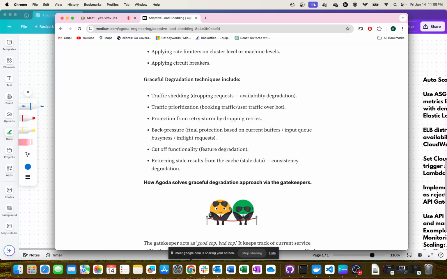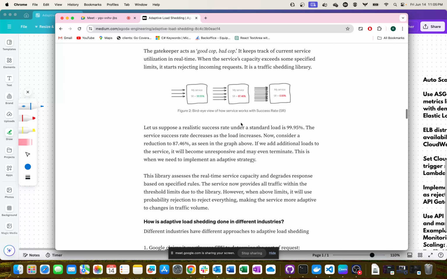So how they solve this: there's a gatekeeper that acts like a good cop bad cop. It keeps track of current service utilization. When it exceeds that utilization, it starts rejecting requests, like a traffic shedding library. Under standard load, this is something that I already explained. Standard load is 99.95%. This is acceptable if the CPU peaks at 70%. It's automatically going to trigger a load balancer, and it's going to say that now at 70% is cool. Beyond that, it says that this much is cool.